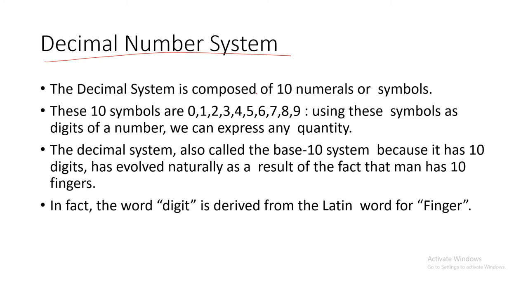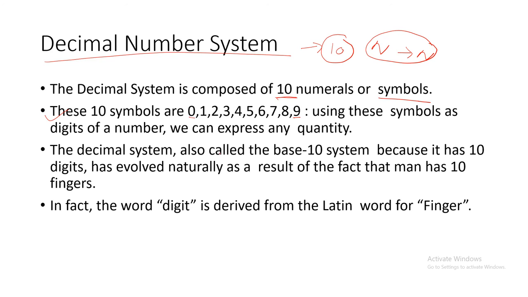The decimal system is composed of 10 numbers. That is the reason it has base 10. So for any number system whose base is n, there are n different symbols to represent the numbers. In the case of decimal, its base is 10, so it has 10 numerals or symbols to represent any quantity. These 10 symbols are 0, 1, 2, 3, 4, 5, 6, 7, 8 up to 9. Using these symbols as digits of numbers, we can express any quantity in the decimal number system.